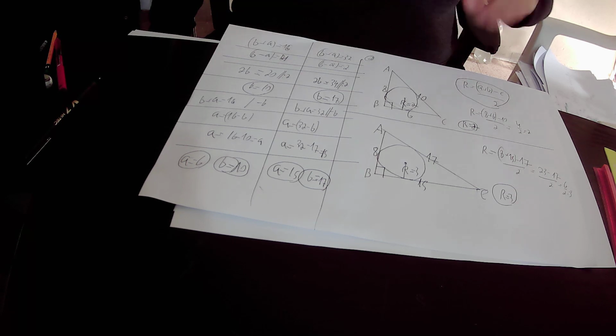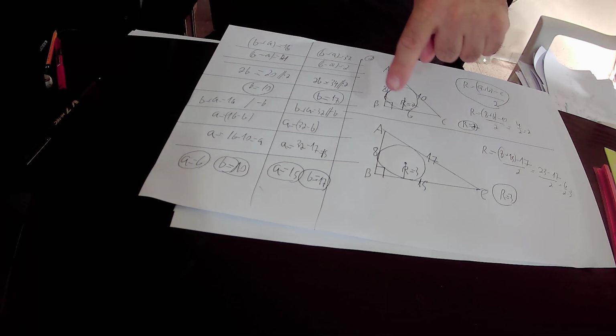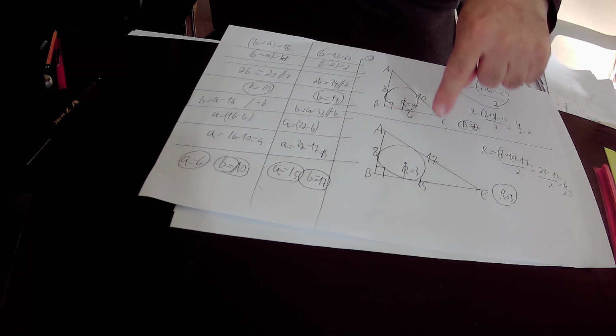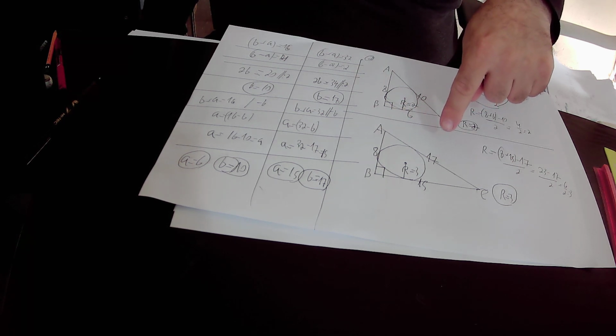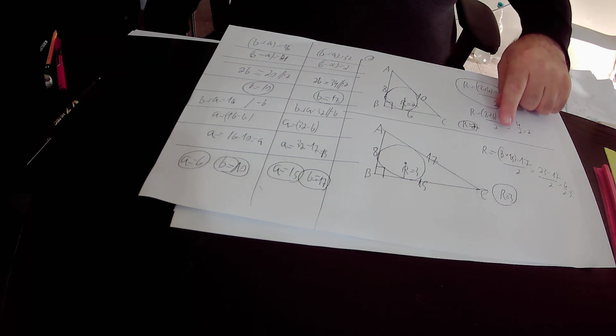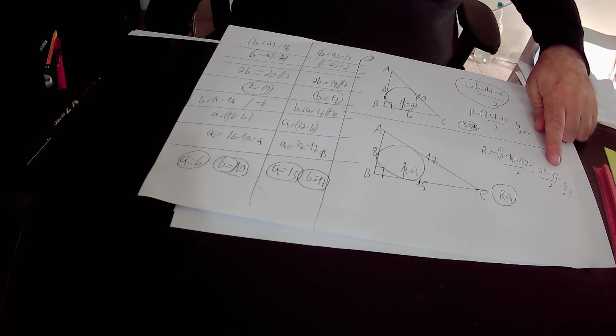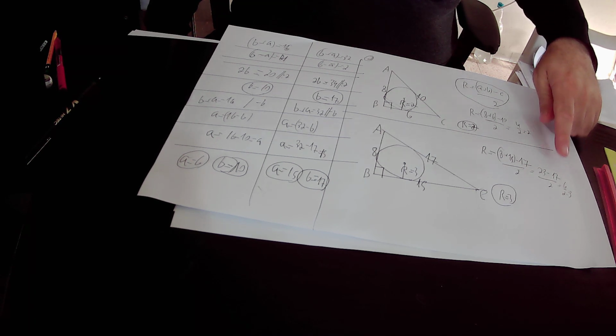And we have also the second option. Here, according to this formula, R equals A plus B minus C. A is 8, B is 15, minus C, the hypotenuse, 17. So it is 8 plus 15, that is 23, minus 17. 23 minus 17 is 6, and 6 over 2 is 3.